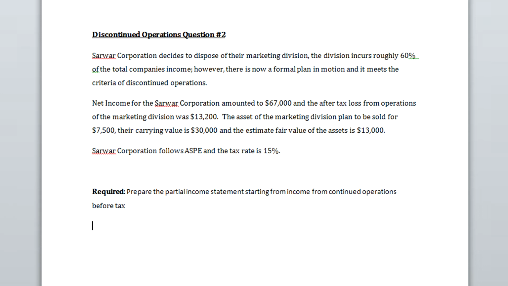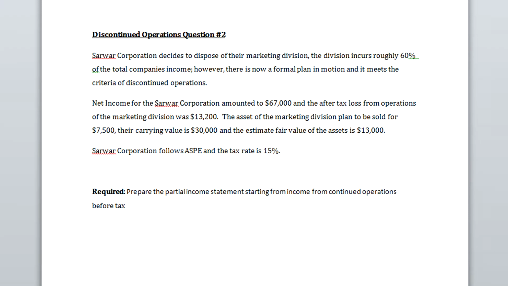Software Corporation decides to dispose of their marketing division. The division incurs roughly 60% of the total company's income. However, there is now a formal plan in motion and it meets the criteria of discontinued operation. Again, right there in the question, it tells you it's a discontinued operation for the marketing division. Okay? Always tells you right away.